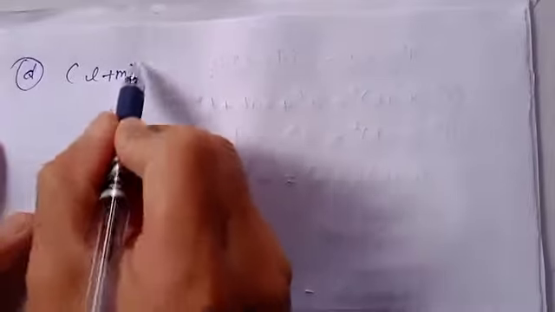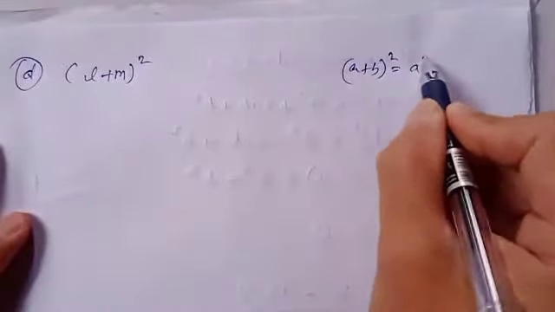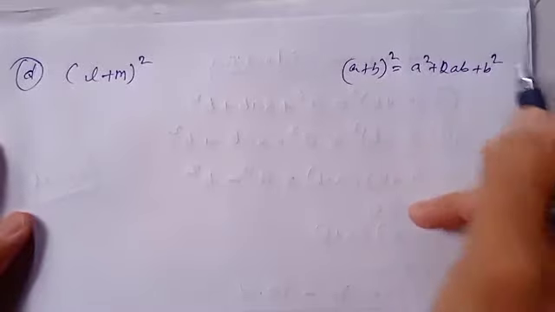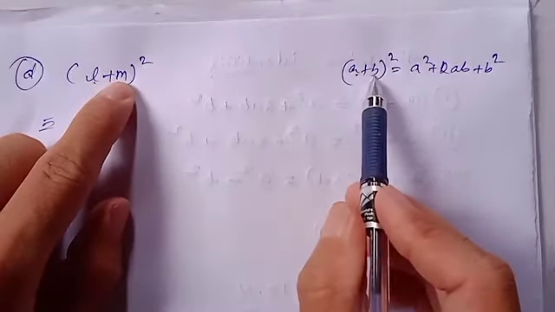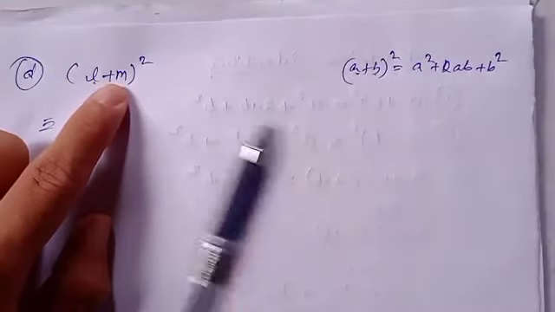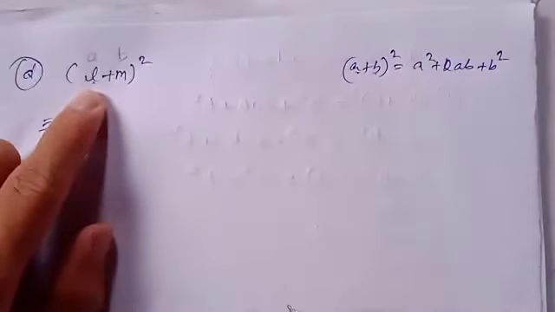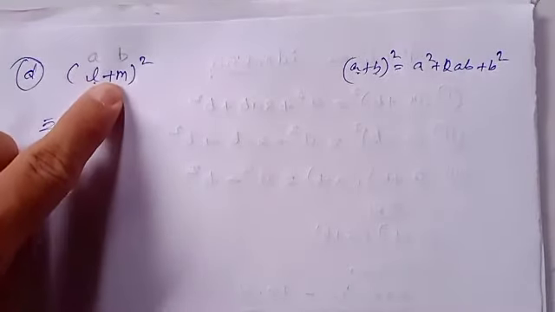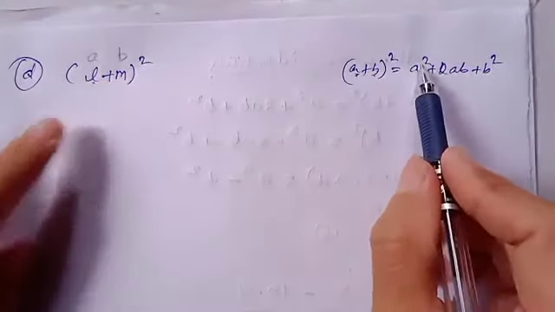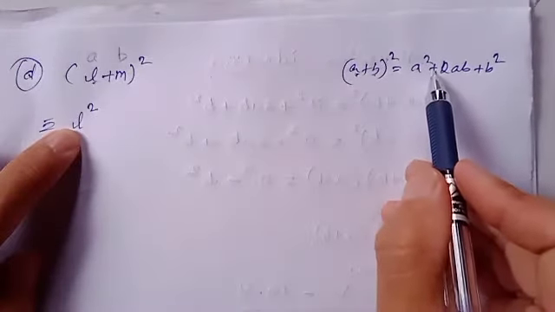Now let's try question number D. L plus m the whole square. Again, a plus b the whole square is a square plus 2ab plus b square. So here we can take L as A, right? And we can take M as B. Why? Because L is in A's place, M is in B's place. So for L we can write A, for M we can write B. Which is A here? L. Which one is B? M. A plus B the whole square identity has A square, so we write L square because L is in A's place, right? Now the second term, plus 2AB.